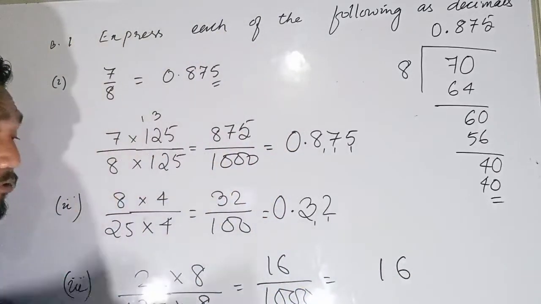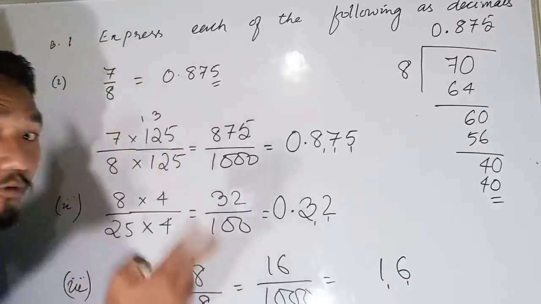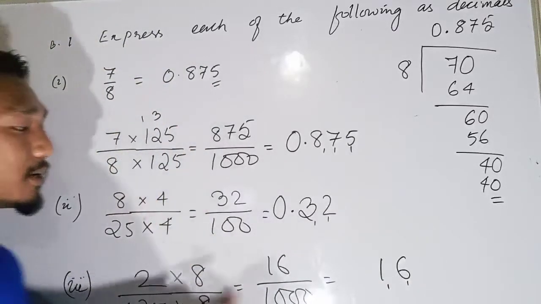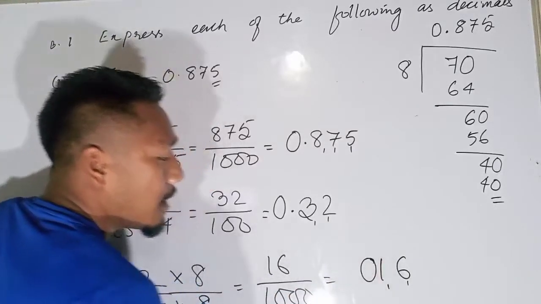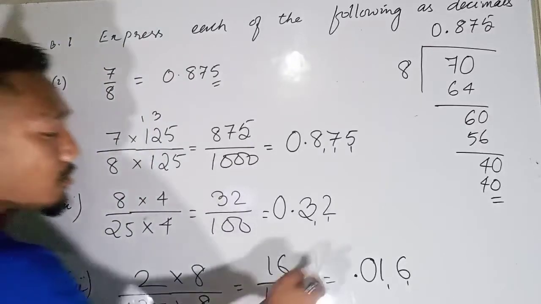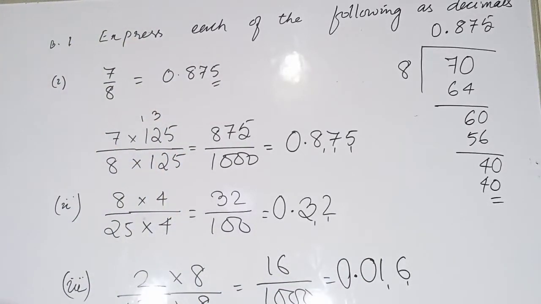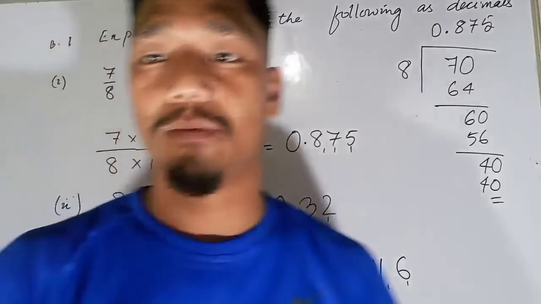So how many zeros do we have? 3 zeros we have. So count from the back side: 1, 2. But we have only 2 numbers. To satisfy another place, I have to put 0 here. Then after that, we will put the point. In front of the point we don't have any numbers, so you can directly put the 0 here. So this is your answer. In this way, you have to do the remaining questions.